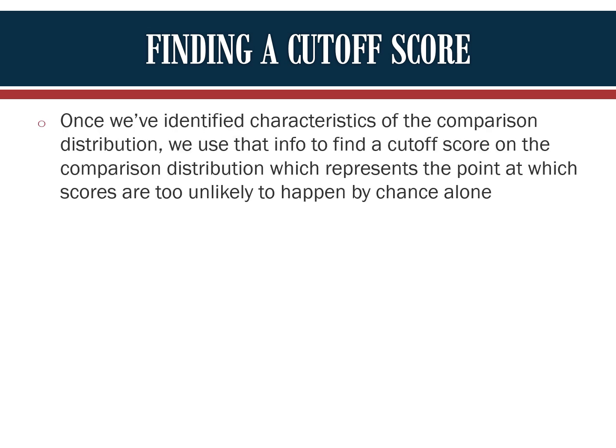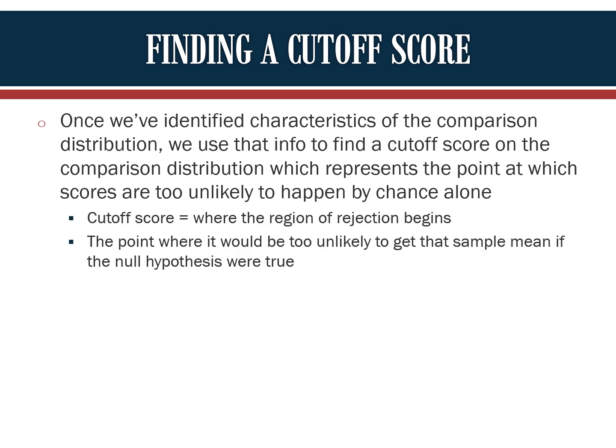All right. Now, once we've identified the characteristics of our comparison distribution, so in particular that shape, mean, and standard deviation as per the central limit theorem, what we end up doing is we use that information to find a cutoff score on the comparison distribution, which represents the point at which scores are too unlikely to happen by chance alone. So this is where we're finding that cutoff score. Cutoff score is where the region of rejection begins. We'll talk more about this idea of the region of rejection in just a minute.